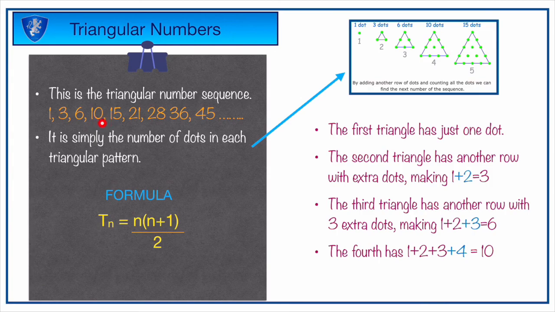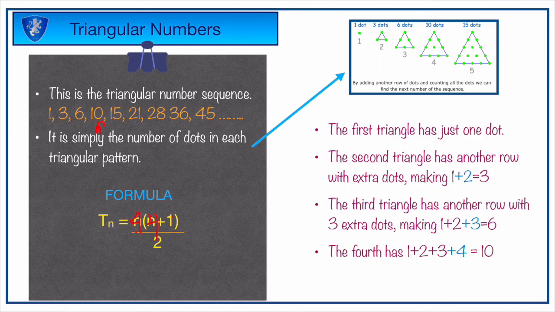All you simply have to do is substitute n for 4. So I'm going to write on it: put 4 for n here and 4 for n there. As you can see, you solve the bracket first. 5 times 4 is 20, and divided by 2 is 10. And you get your fourth triangle number.